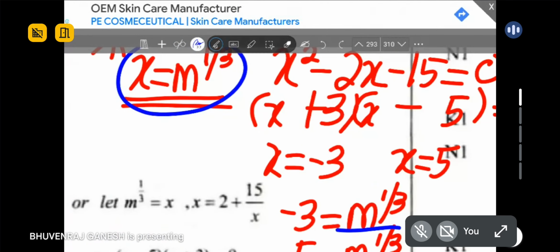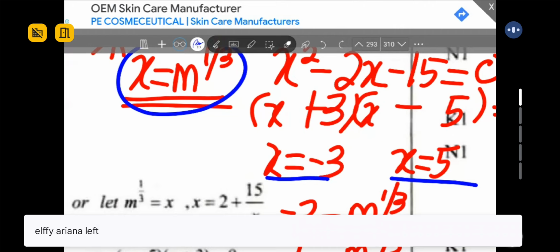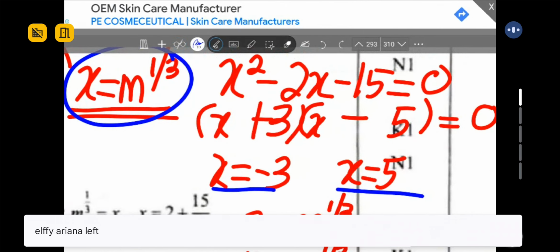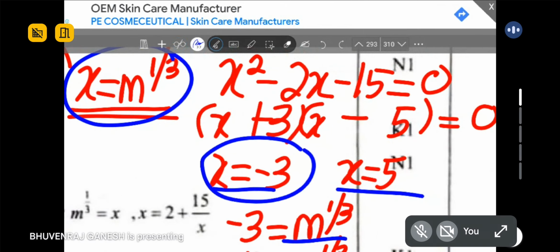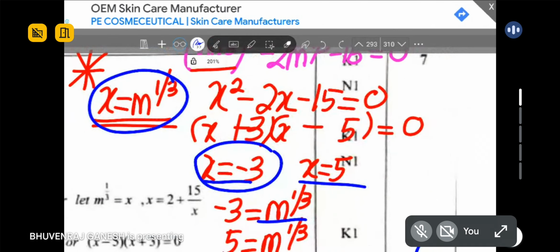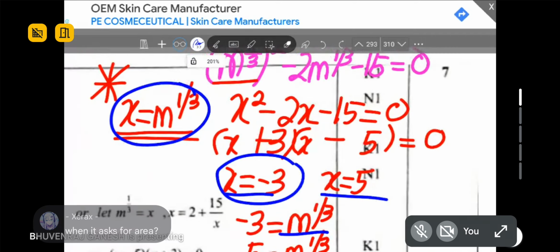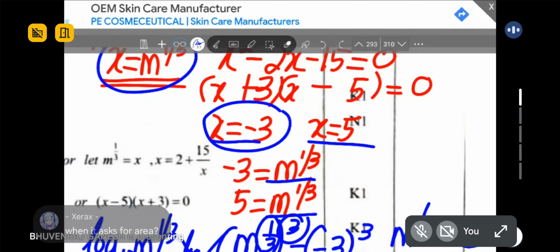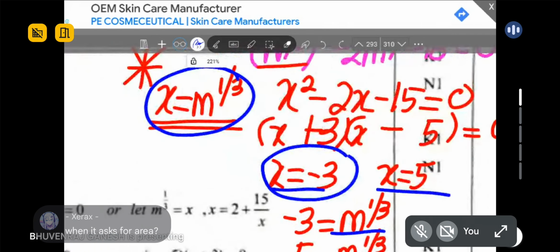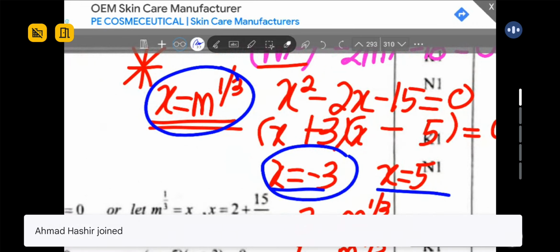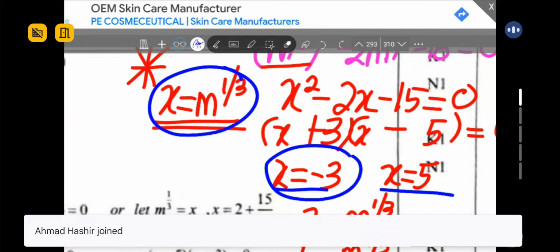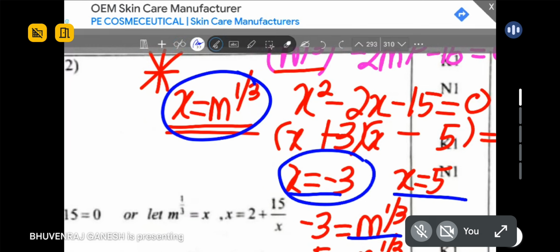Okay, when do you reject negative answer, guys? May I know? Bila kamu akan tolak jawapan macam ni? When? You must know when. When are you going to reject? Is when, okay, yes, correct. Or if you're talking about this chapter, indices, surd and log, when will you reject a negative value of x?